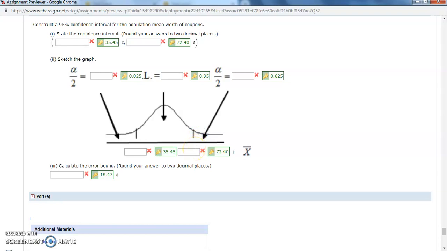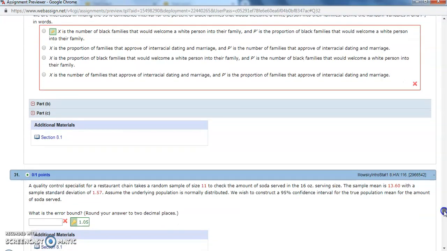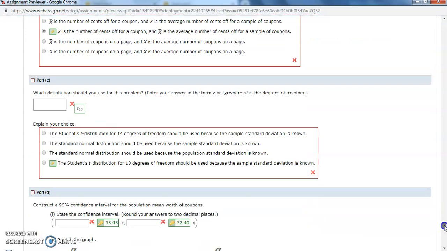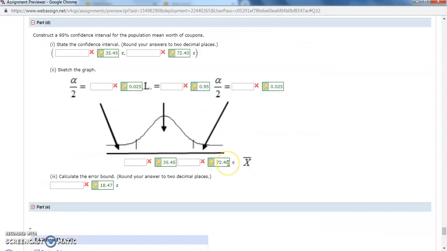Now to figure out the error bound, you can actually take this number, 72.40, and subtract it from your mean, which is 53.93. And that will give you your error bound. So you take 72.40 minus 53.93, and when you put that in your calculator, it gives you 18.47, which is your error bound.